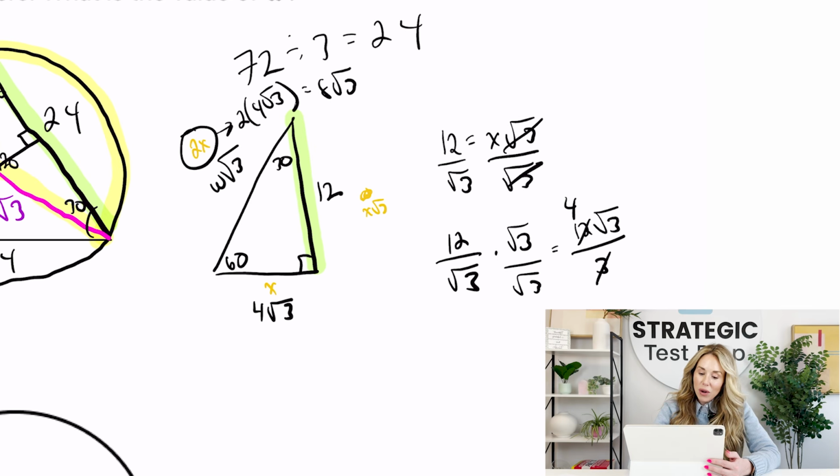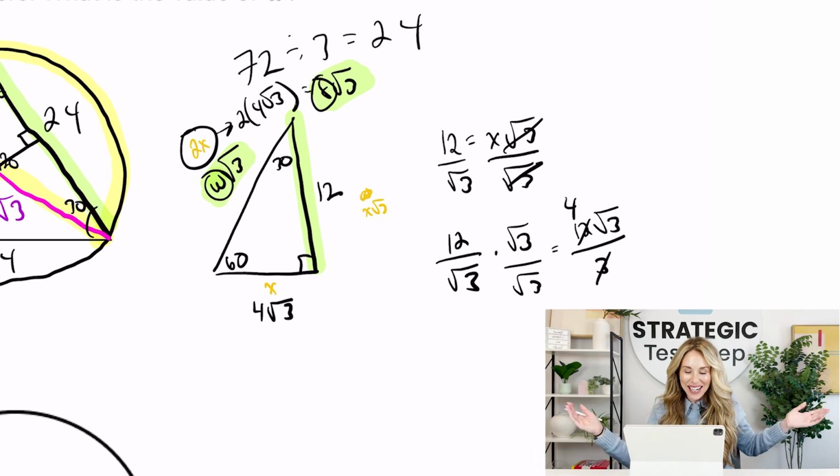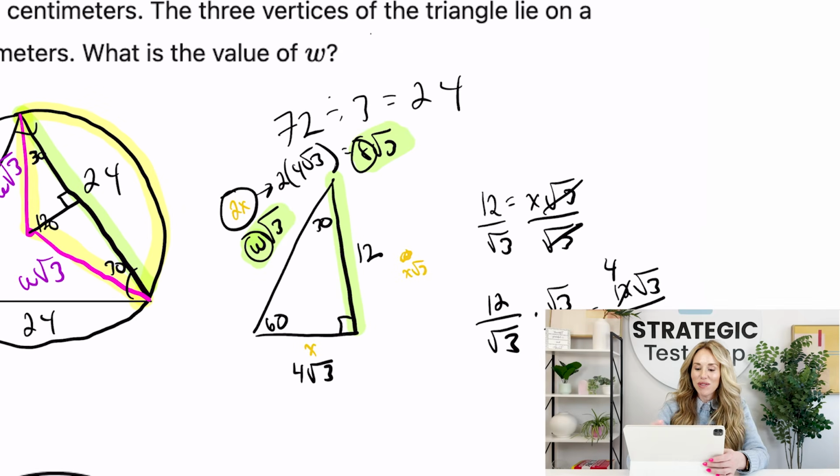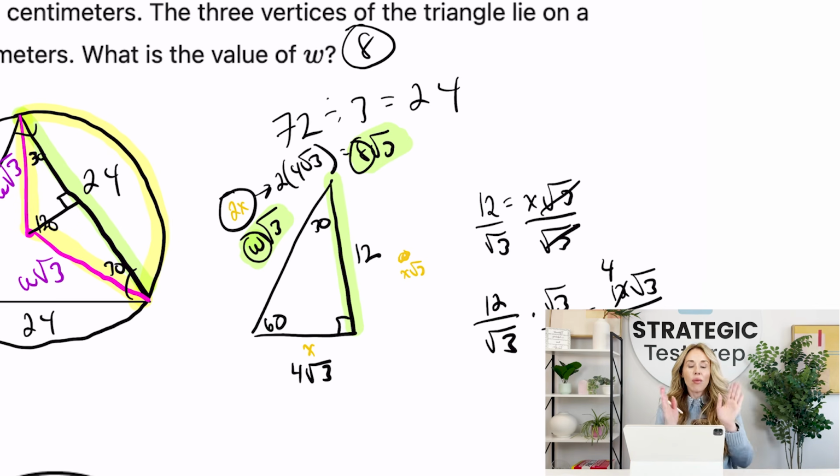So when they want to know what w is, and they said this side is w radical 3, well, w has to be 8 because it's outside of the radical 3. And then you're done. So the value of w is 8. So don't panic. Take it one step at a time. The key is to draw your radius to a vertex, not down the middle, not where there's a gap. And then look for opportunities to make right triangles and isosceles triangles.